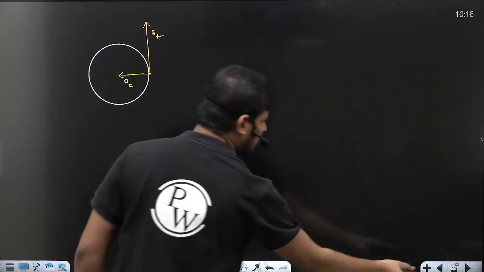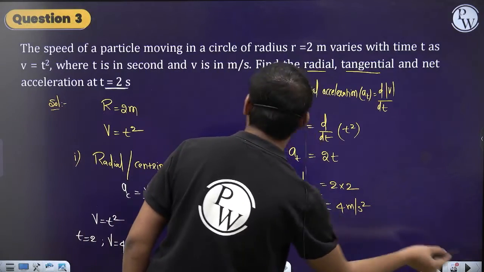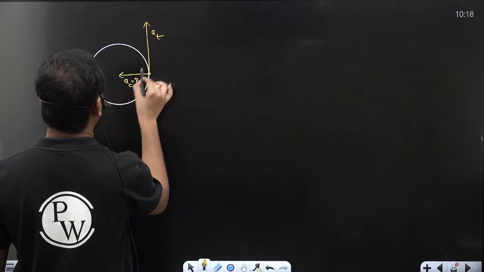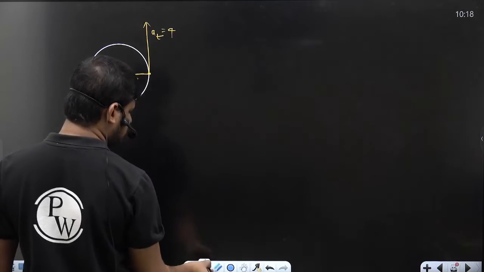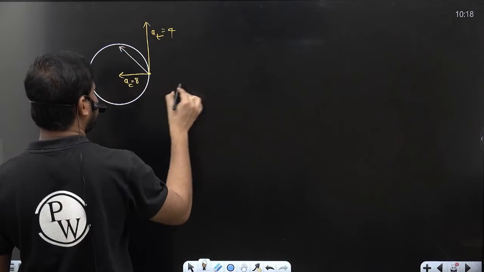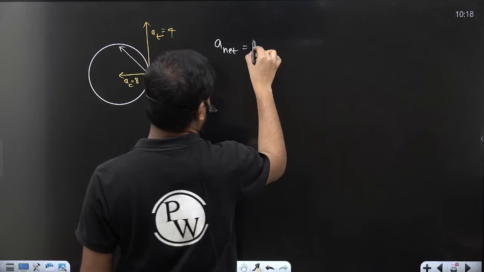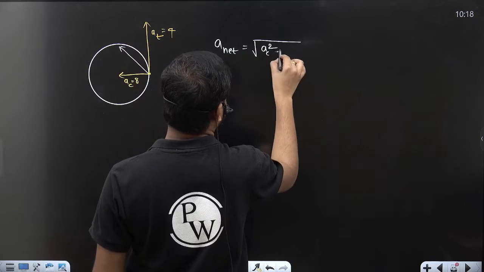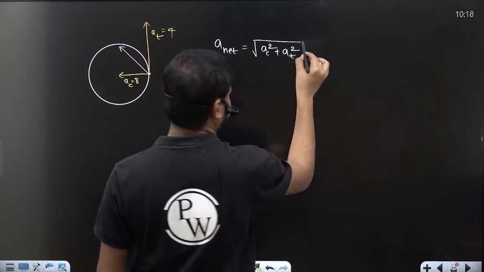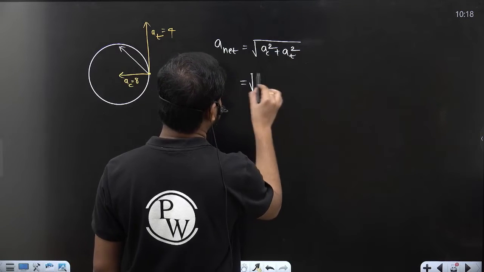So we have got the centripetal acceleration as 8 meter per second square. So this is 8 and this is 4. Now in the third question they are asking what is the net acceleration. So the net acceleration will be this side. So a net will be equal to square root of ac square plus at square, right? Simple concept.